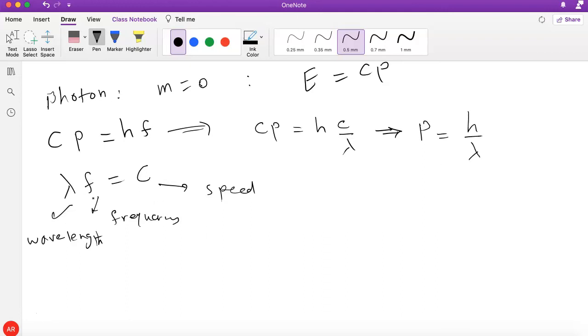Right, so from here, I hope I'm not too quick, f is c over lambda. Basically now I'm taking this, inserting it into here. So cp becomes h times f, and for f I put c over lambda. Then I cancel out the c's, I find p is h over lambda. And then I can write lambda in terms of h and p. So you can write lambda is h over p.